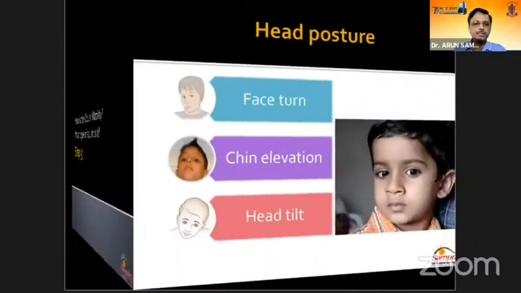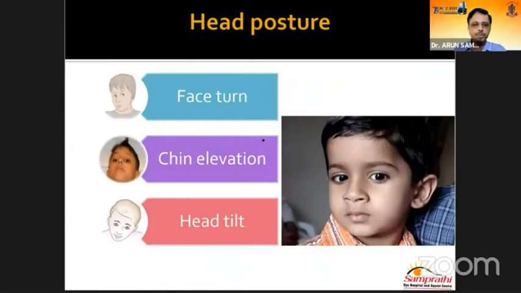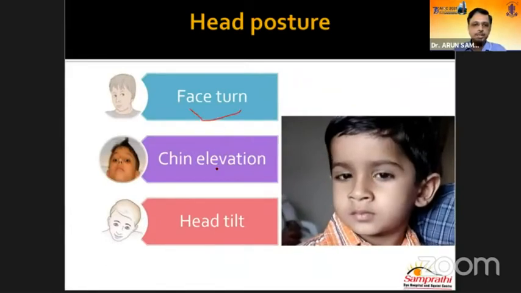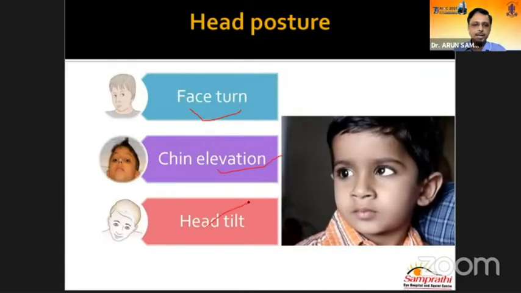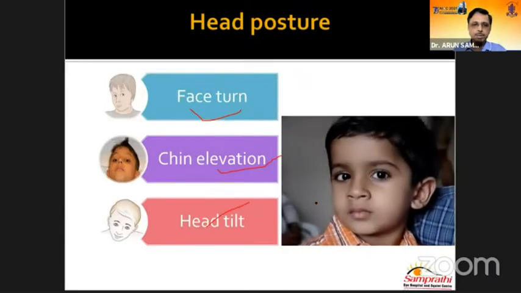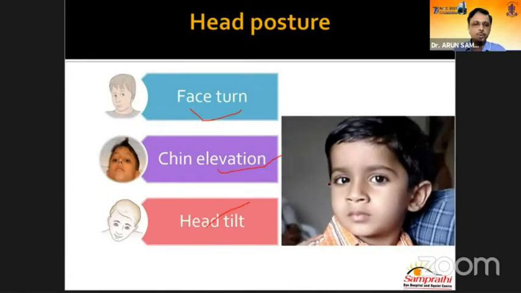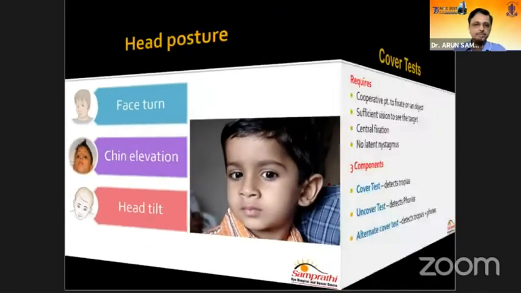Coming to the motility examination, the first thing we notice is the head posture. In the head posture, we have three components: one is the face turn, the chin elevation, and the head tilt. Many a time, this head posture itself will give a clue to the differential diagnosis.